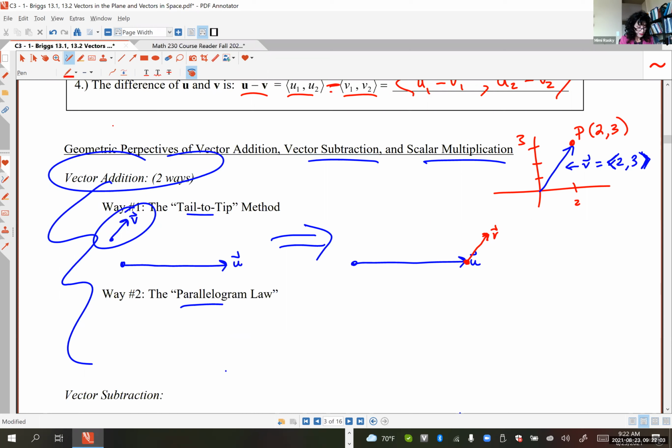Well, then what? Well, the vector u plus v is the vector connecting the tail of u to the tip of v. That's this vector right here, u plus v. And that's called the tail to tip method. And there's a picture of what u plus v looks like.